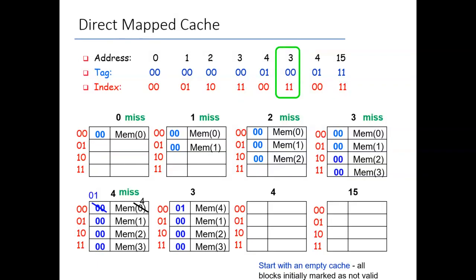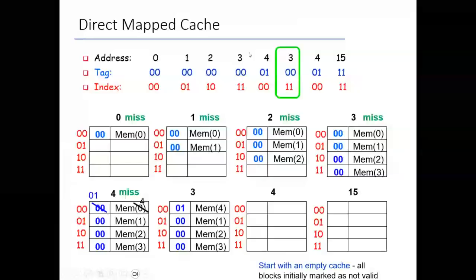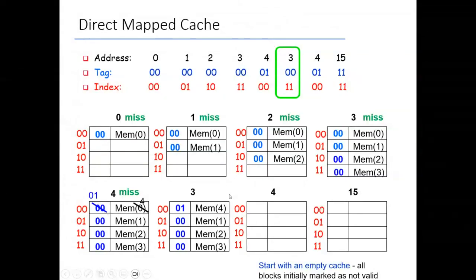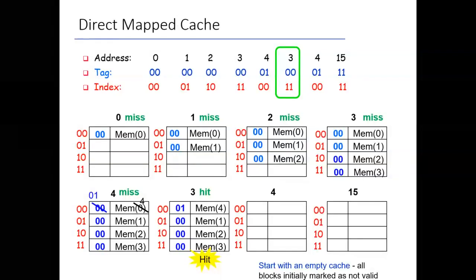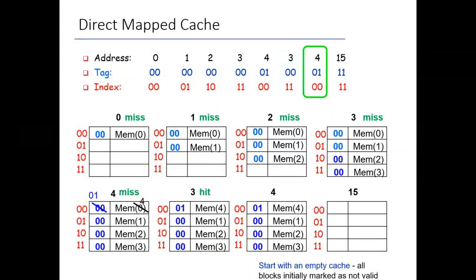Hit. Can you see? Please remember, we brought it for the first time, so we pushed it in set 3 and now we are referencing it again. So this is actually the temporal locality. We are accessing the same item again. Any question? Should we proceed?